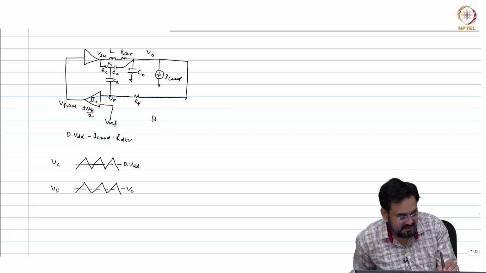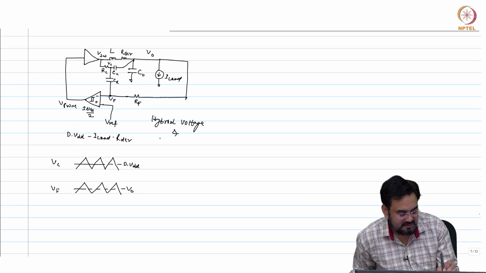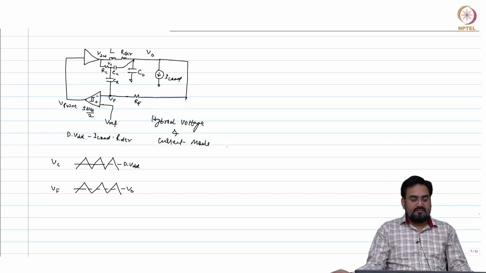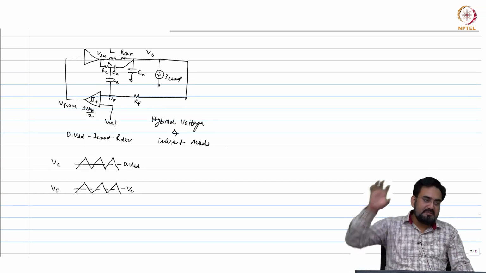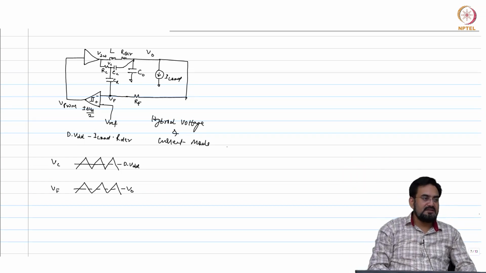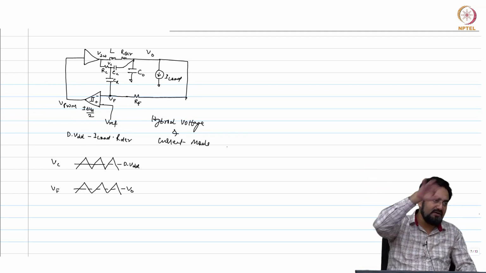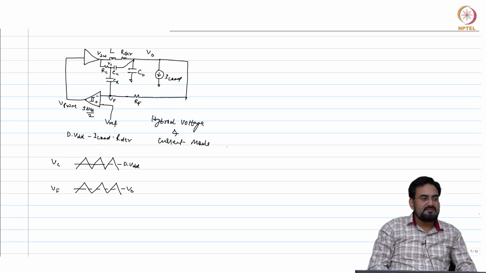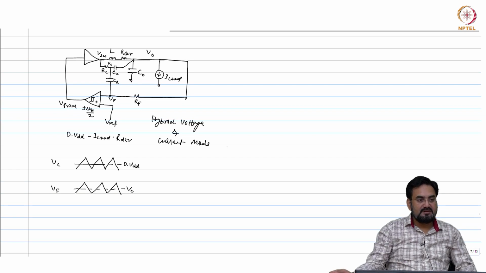So this is hybrid voltage and current mode. I have decoupled both the voltage path and the current path. My voltage path can keep regulating the Vout, and the current path will supply me the ripple.